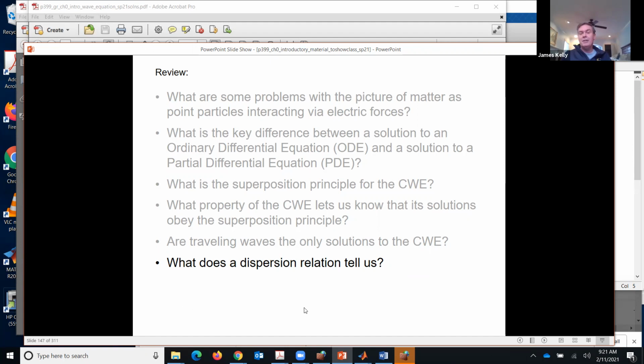What does a dispersion relation tell us? Riley, you want to tell me what that means? It tells us the equation of how the phase velocity depends on the wavelength. All right, so dispersion means that the phase velocity somehow depends on wavelength, and the dispersion relation tells us exactly how, although conventionally people like to express it as a function of k rather than lambda, but intuitively it makes more sense in terms of lambda to human beings, I think.